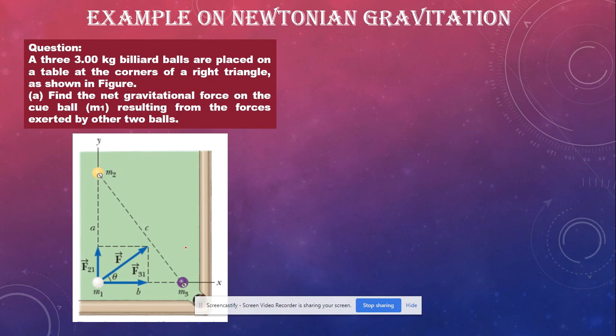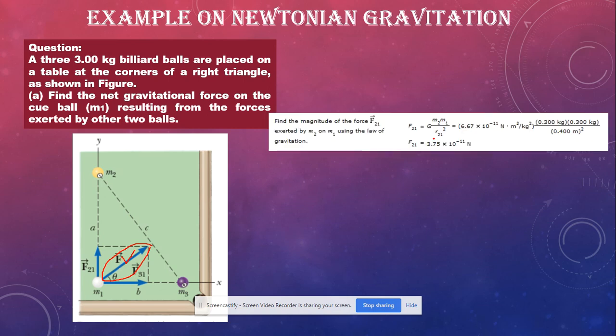Now, I know that the resultant force between these two will be placed in here, which I call F. So I have to find the value of this by substituting the values into the equation of gravitation, which is this one. We did learn this in our lecture video if you already watched it. So this is for F21, the force exerted on M2 due to M1.